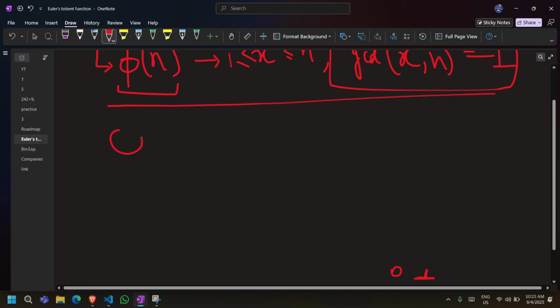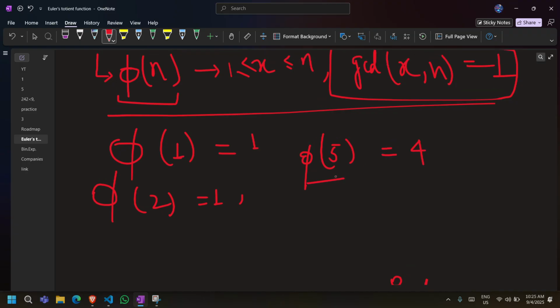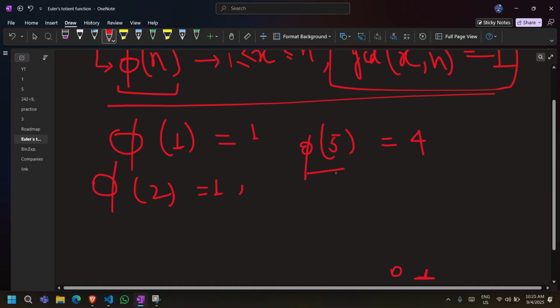Now what is phi of 1? Basically only the number 1 is co-prime with 1. Phi of 2 is 1. Phi of 5 is 4 because 1, 2, 3 and 4, these numbers have GCD 1 with 5.